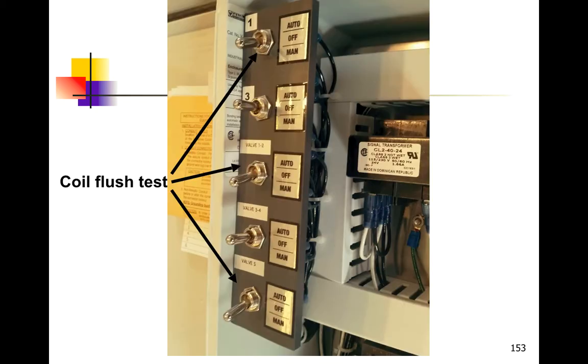Now, once we know that we've tested valves 1 and 2, 3 and 4, now we need to make sure that valve 5 is wired correctly. To do that, we're going to turn on pump 1, valves 1 and 2 again, 3 and 4 will be off, and we're going to turn on valve 5 to manual.